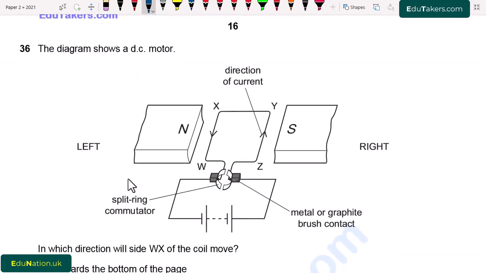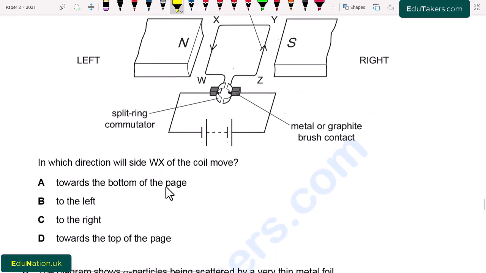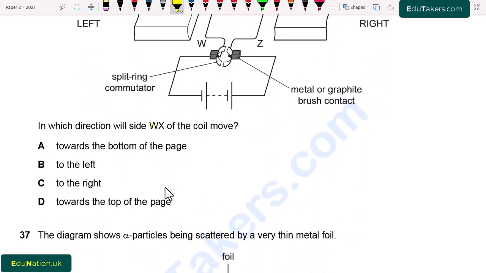Question number 36. The diagram shows a DC motor. Here is a DC motor. In which direction will side WX of the coil move? A. Towards the bottom of the page. B. To the left. C. To the right. D. Towards the top of the page.